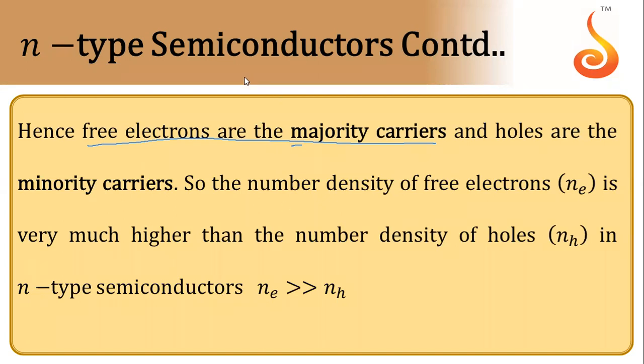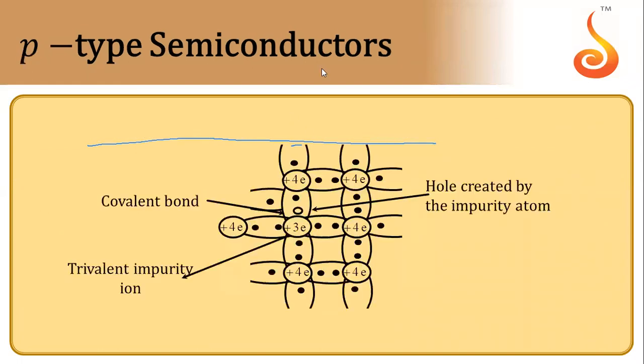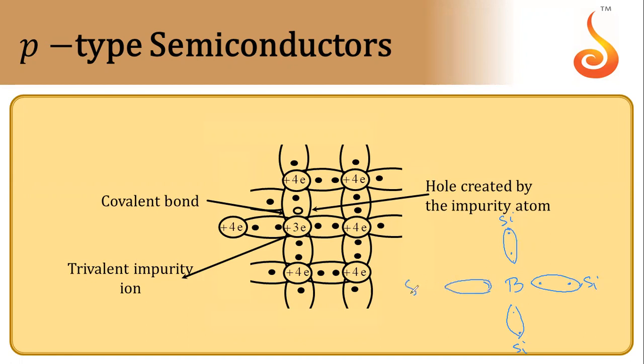Okay. Next is p-type semiconductor. In p-type semiconductor, we will add a trivalent impurity. So a trivalent impurity like boron is added. So again, this boron will form bonds with the silicon atoms.